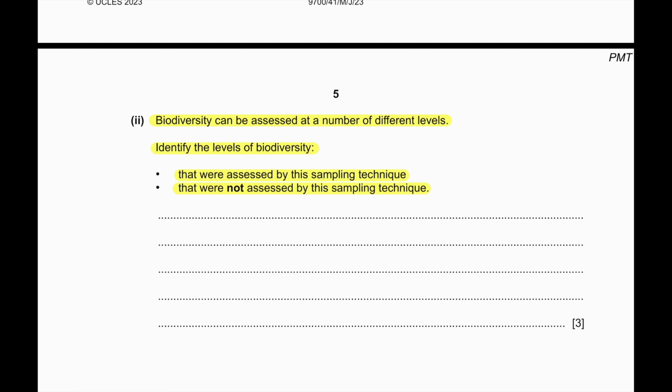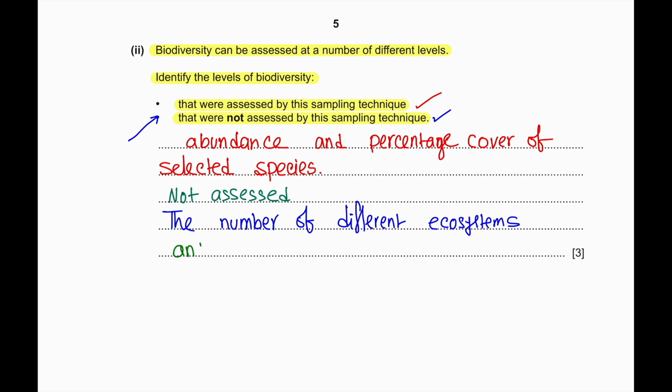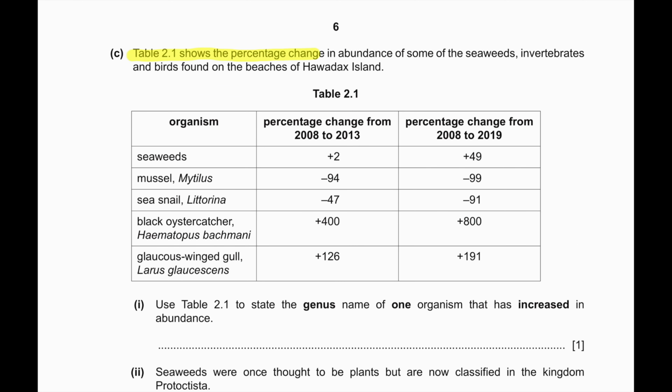So, the level of biodiversity that was assessed by this sampling technique would be the abundance, or percentage cover, of selected species. The levels of biodiversity that were not assessed by this sampling technique are the range of different ecosystems, or the genetic variation within each species. Table 2.1 shows the percentage change in abundance of some of the seaweeds, invertebrates, and birds found on the beaches of Hawadex Island.